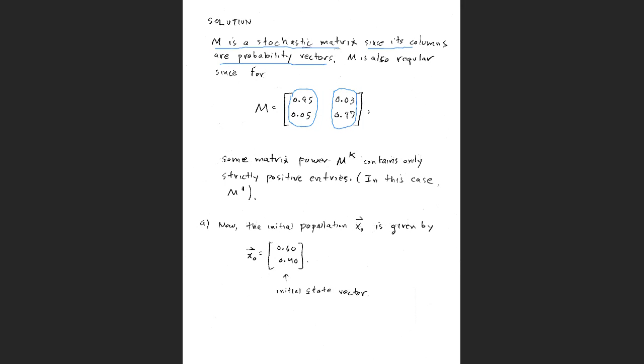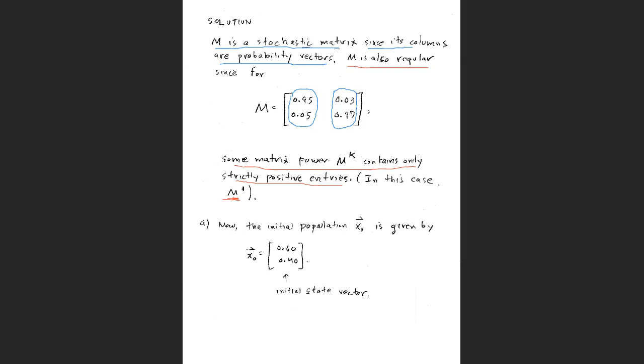And also, very good question, M is also what's called a regular matrix. It's regular because what regular means is if a matrix is regular, then you can raise the matrix to some power k, k is an integer, and you'll get only strictly positive entries. In this case, you already have positive entries. So M to the first power is M, and all those entries are positive.